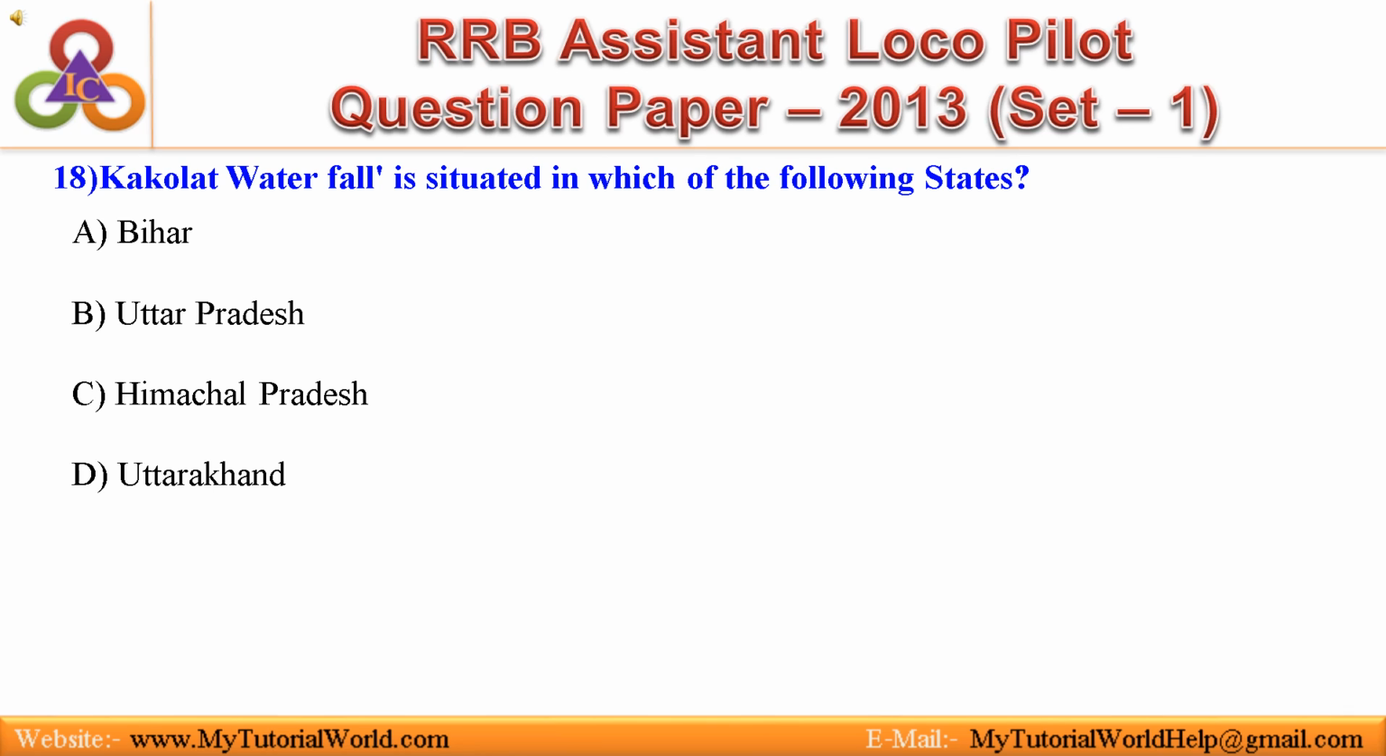18. Kakolat Waterfall is situated in which of the following states? A. Bihar. B. Uttar Pradesh. C. Himachal Pradesh. D. Uttarakhand. Answer is Bihar.